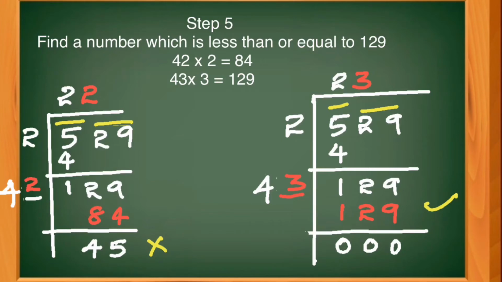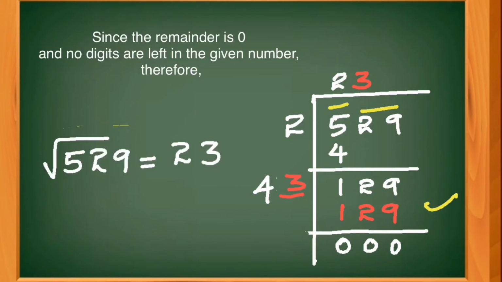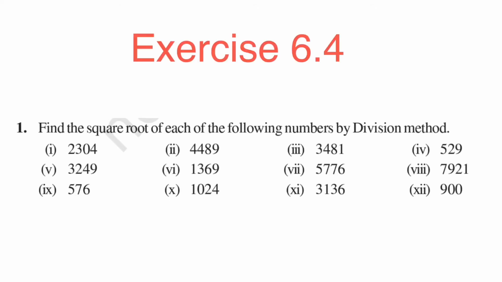43 into 3 equals 129. Hence we got the remainder 0. Since the remainder is 0, the square root of 529 equals 23. So we will move on to exercise 6.4.